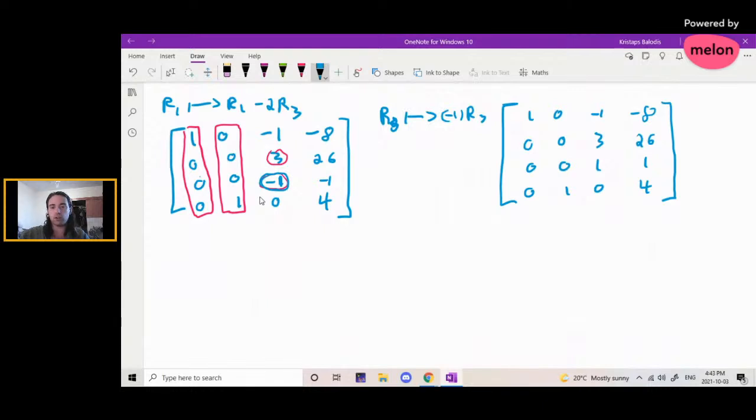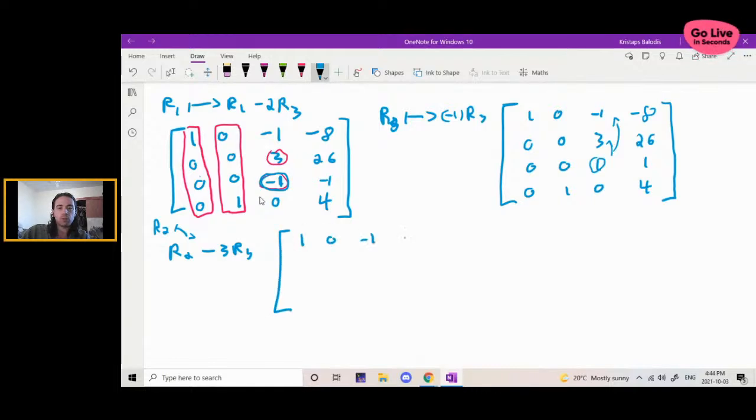Anyways, continuing along this process, now that we have our leading entry, I want to knock out all the other entries in it. So I'm going to go first, maybe I'll do row 2 minus 3 times row 3. So I should specify row 2 is becoming row 2 minus 3 times row 3. So this is 1, 0, minus 1, minus 8, 0, 0, 0. This will be 26 minus 3 will be 23. 0, 0, 1, 1, 0, 1, 0, 4.